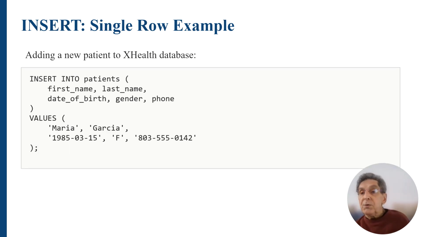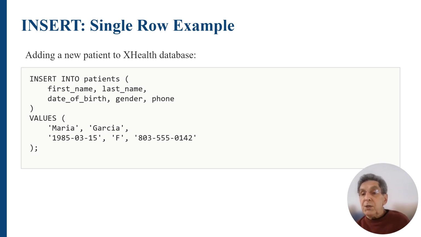Well, here's a real example using our X-Health database example. We're inserting a new patient named Maria Garcia. Notice the structure. We specify exactly which columns we're populating, which are first name, last name, date of birth, gender, and phone. Then we provide the corresponding values. Text values like names are enclosed in single quotes. The date is also in single quotes and follows the ISO, International Standards Organization's format with year, month, and date. We'll talk later about alternative formats for dates.